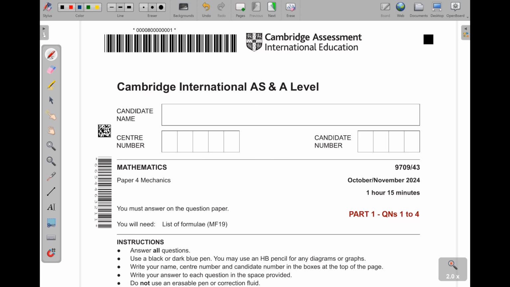It is me, Teacher Simon, again taking you through Cambridge International AS and A-Level Mathematics Paper 4.3 for October-November 2024. This is part 1 for questions 1 to 4.